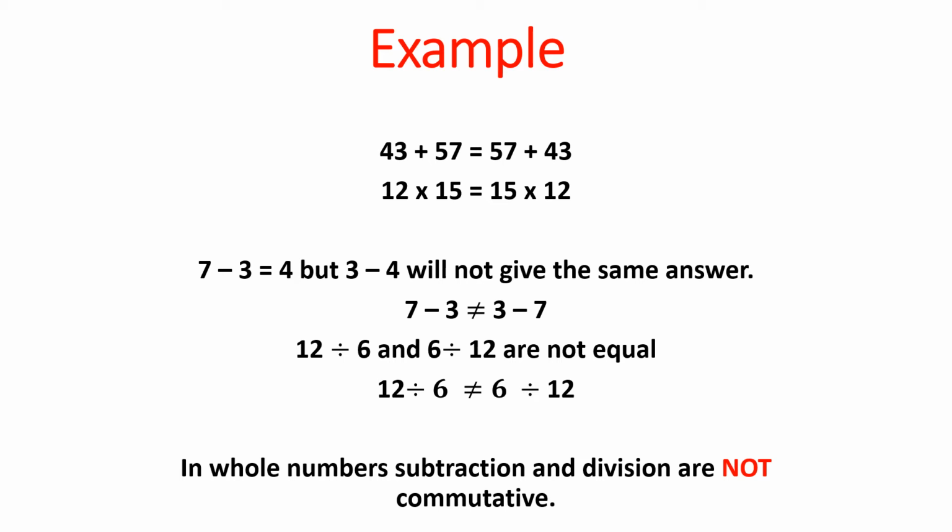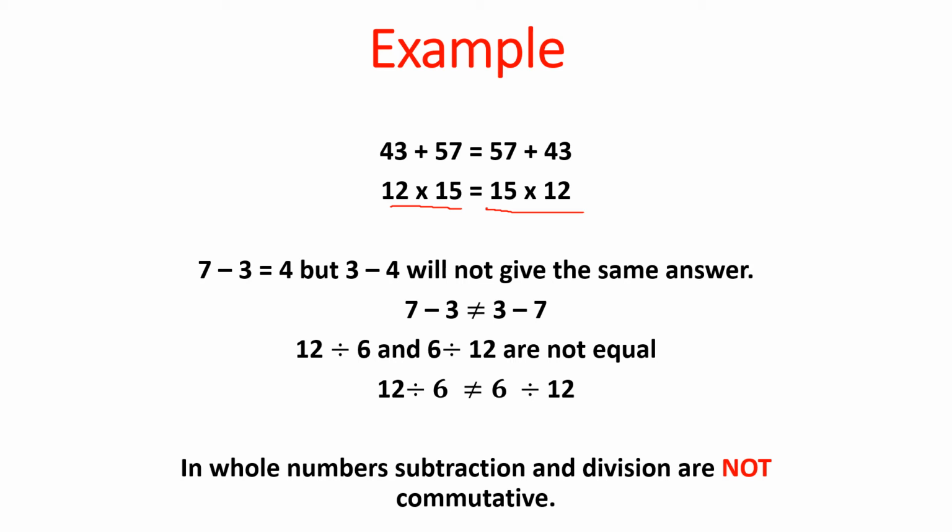See this example, 43 plus 57 is equal to 57 plus 43. Even if you change the order, the value does not change. In the same way, 12 into 15 can be written as 15 into 12. So when you multiply these two numbers, the product will be the same.